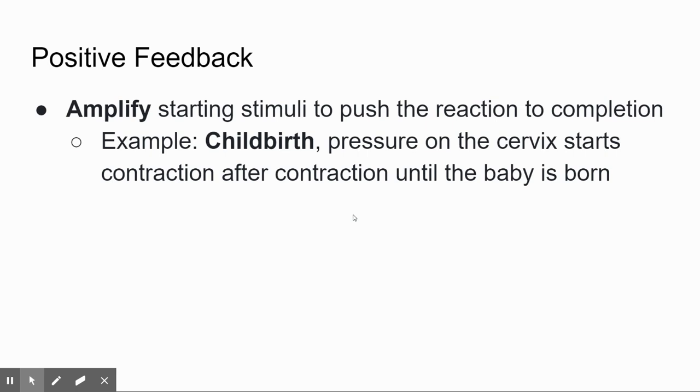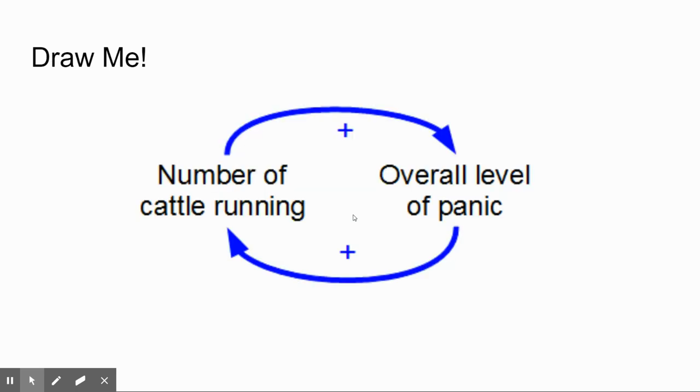With childbirth, you're not bringing your body back to a set point. You're amplifying this response. Contractions get stronger and stronger and stronger so the baby can travel down the birth canal. If we were bringing it back to a set point, it would be terrifying because at a certain point, your body would suck the baby back in. And that's not what's needed. Childbirth is one of our few examples of positive feedback. When we think about homeostasis overall and the way that we talk about it for this class, it's going to mainly be negative feedback cycles.